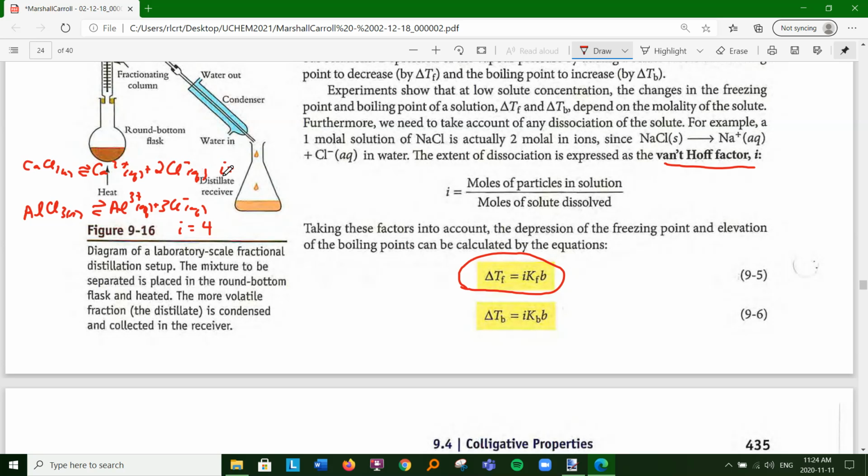Van't Hoff. The Van't Hoff. Sounds like a James Bond villain. I will get you, Bond. No, you won't, Professor Van't Hoff. The value i equals 3.